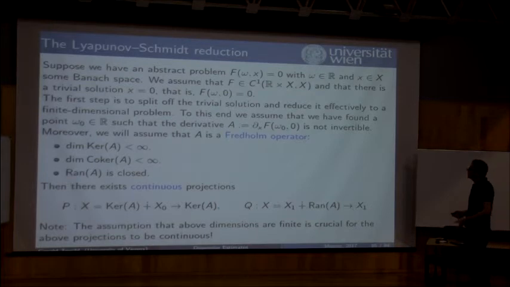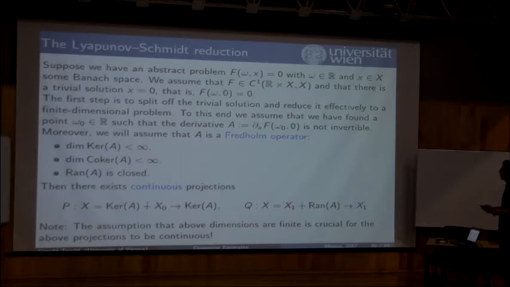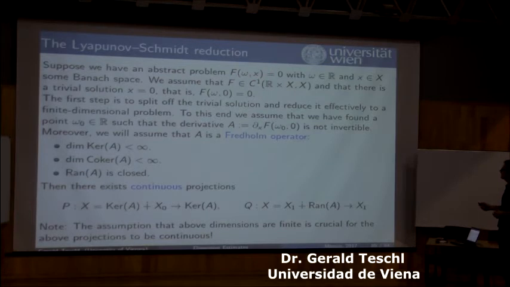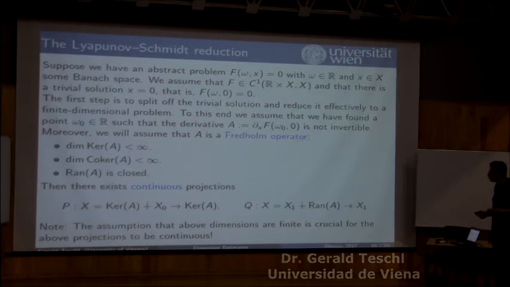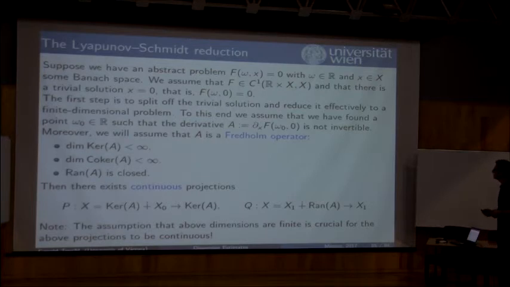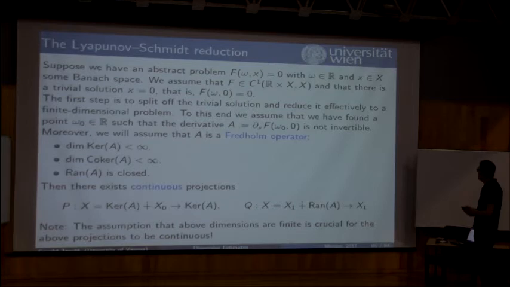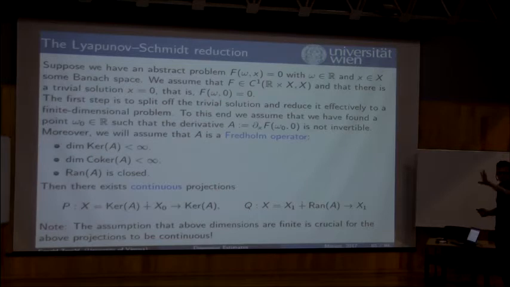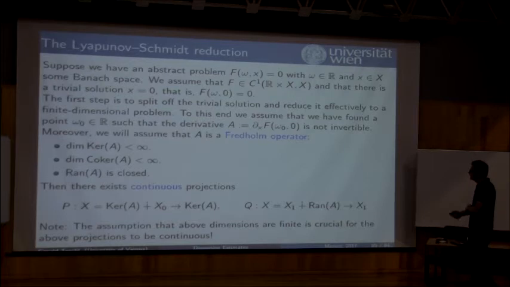Okay, so we are going one step back, and we won't need the special structure of the problem before. So far everything will be quite general. So we have a function depending on omega and x. So omega will be a real number and x will be in our Banach space. We are assuming that the situation is C1, that this function is C1, and we assume that we have this trivial solution. Okay, so that fits what we had before. More we are not going to need at the moment. So first thing is, we would like to effectively reduce this to a finite dimensional problem.